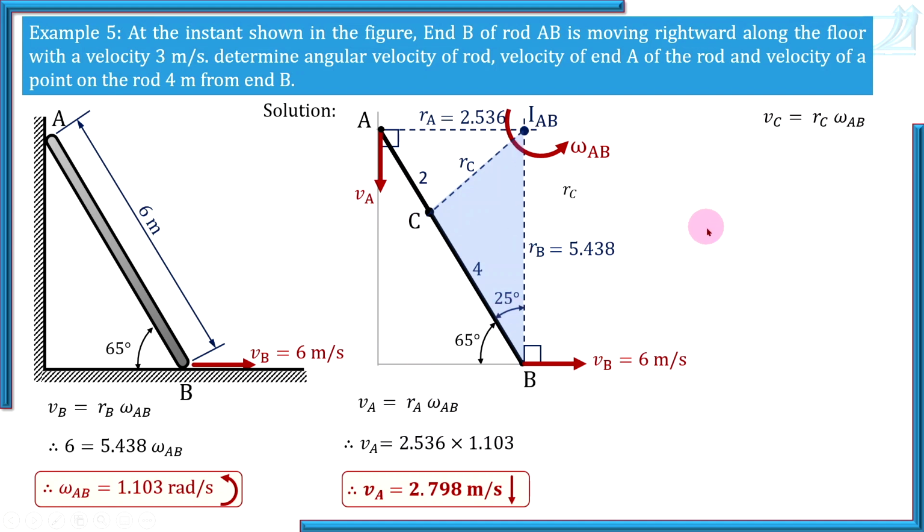So RC is equal to, what formula are you using? A squared plus B squared minus 2AB cos theta. So 4 squared plus 5.438 squared minus 2AB, 2A is 4 and B is 5.438, cos 25, and you will get the answer.